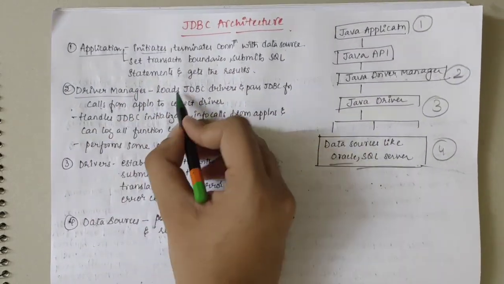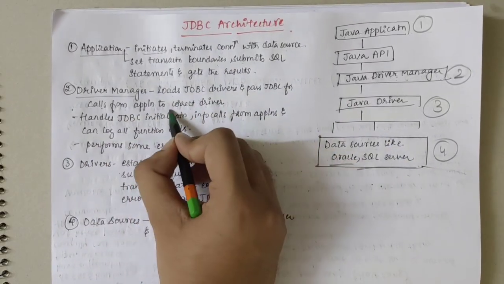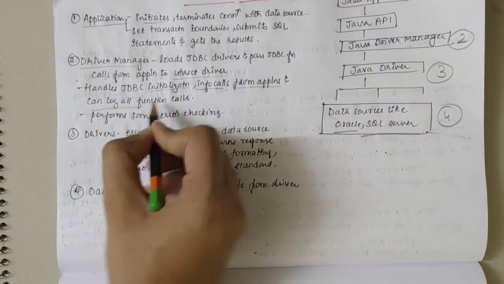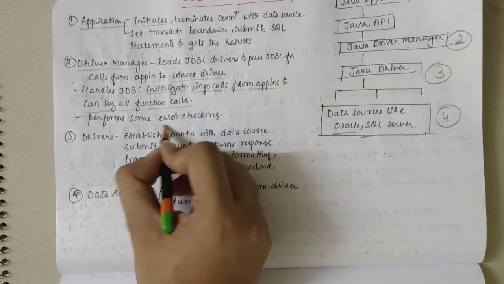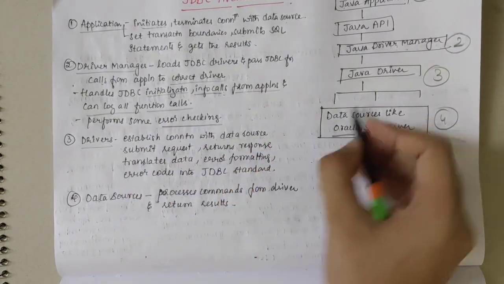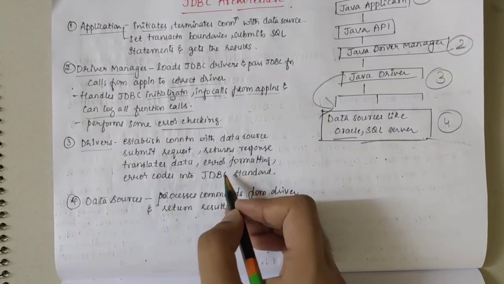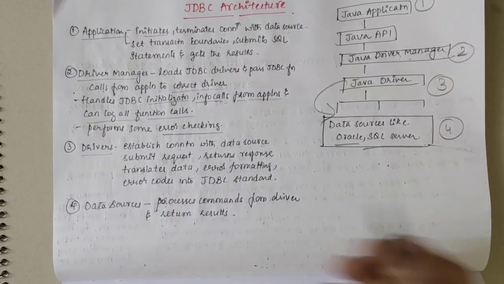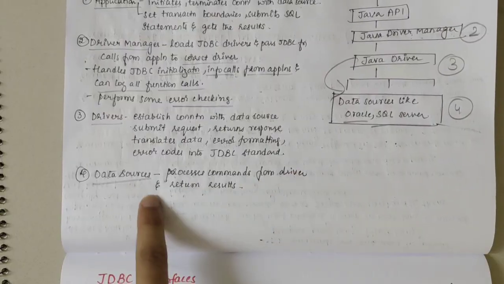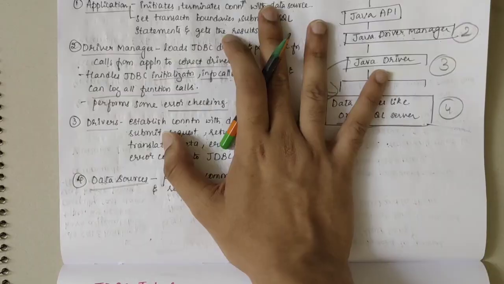Coming to the driver manager, it loads JDBC drivers and passes JDBC function calls from the application to the correct driver. It handles JDBC initialization, info calls from applications, and a call log on all function calls. It performs some error checking also. Then we have drivers, which establish the connection with the data source to submit the request, return the response, and translate data, error formatting and error codes into JDBC standards. Then we have the data sources, which process commands from the driver and return results. So this was about JDBC architecture.